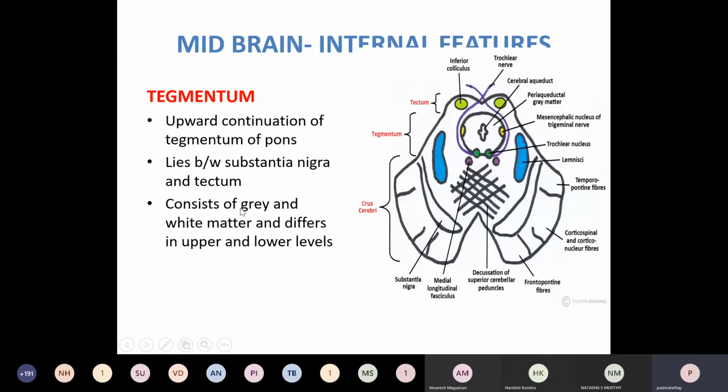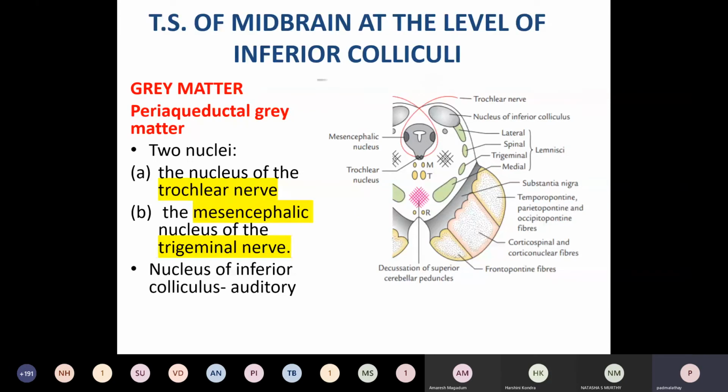Similar to the other sections, the tegmentum contains grey matter and white matter, which differ at the upper and lower levels. So by taking a cross section at the two levels, we'll see the difference of the grey and white matter in the tegmentum. Now this is a section at the inferior colliculus. This is the tectum part, this is the tegmentum part, this is the substantia nigra, and this is the crus cerebri. We are not going to study the crus cerebri and substantia nigra now because they are the same on all the sections. I am going to explain only the tegmentum part.